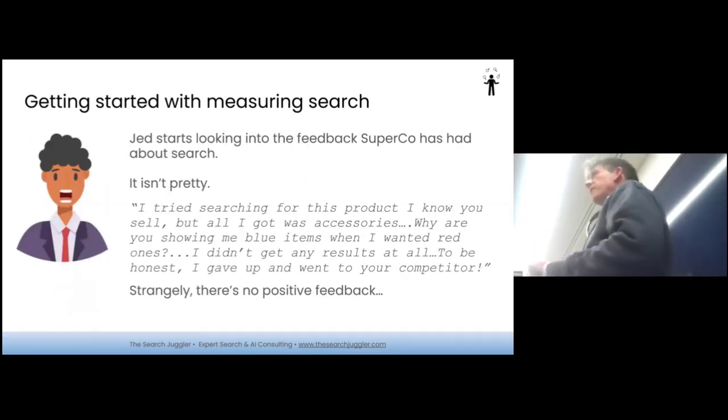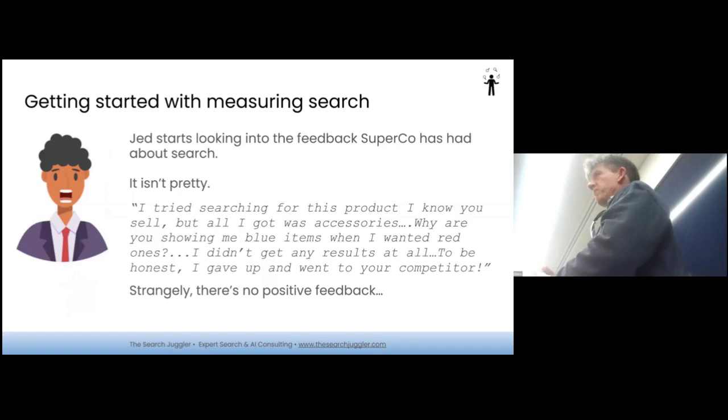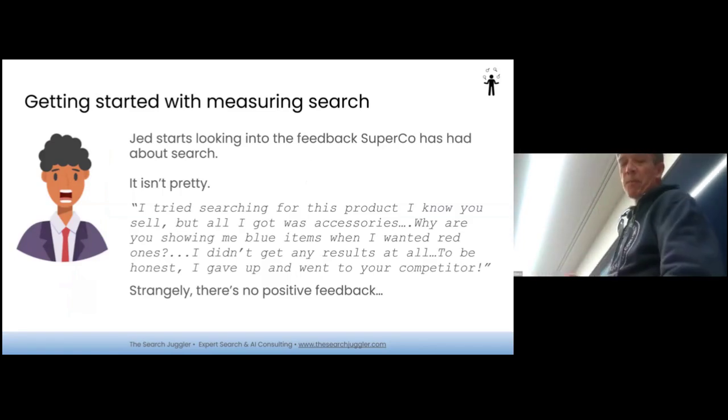So Jed starts looking into the feedback Superco's had for search, and it's not particularly pretty. People are getting blue things and searching for red things. People are searching for the product and only getting the accessories, not the product itself. People are going to their competitors, and strangely, there's no positive feedback. I don't know if anyone else has experienced this, but very often when you ask what feedback people get on their search engine, they get the negative stuff. Nobody actually sends you an email saying how wonderful your search was, which is a bit sad, but that's the reality.